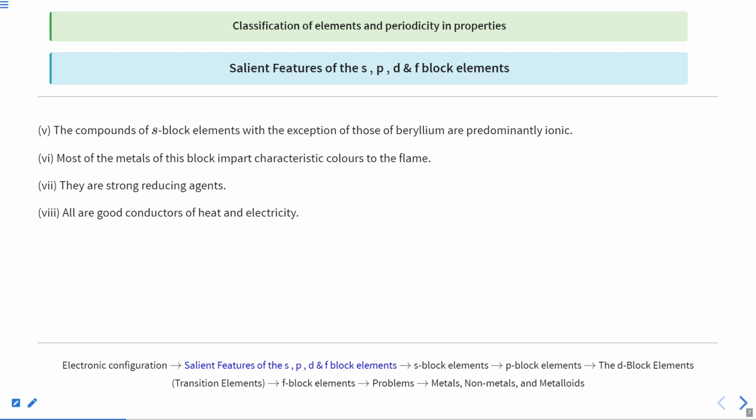The compounds of the S block elements, with the exception of beryllium, are predominantly ionic. So except beryllium, all the S block elements form ionic compounds. Most of the metals of this block impart characteristic color to the flame. They are strong reducing agents. All are good conductors of heat and electricity. So these are some properties of the S block elements.